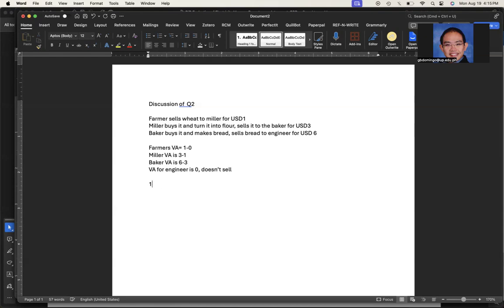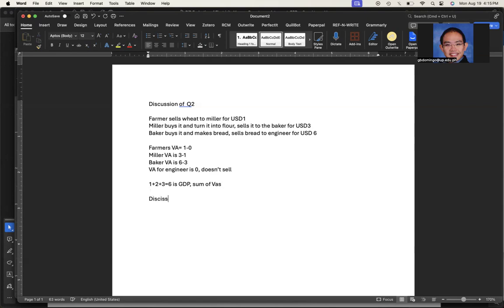Or let's just go straight. 1 plus 2 plus 3 equals 6 is GDP. Sum of VAs. And take note that 6 happens to be equal to the price of the bread. This is exactly what we were talking about in the notes or in the book, that the price of the final good contains the value added or the prices for all of the inputs along the supply chain.